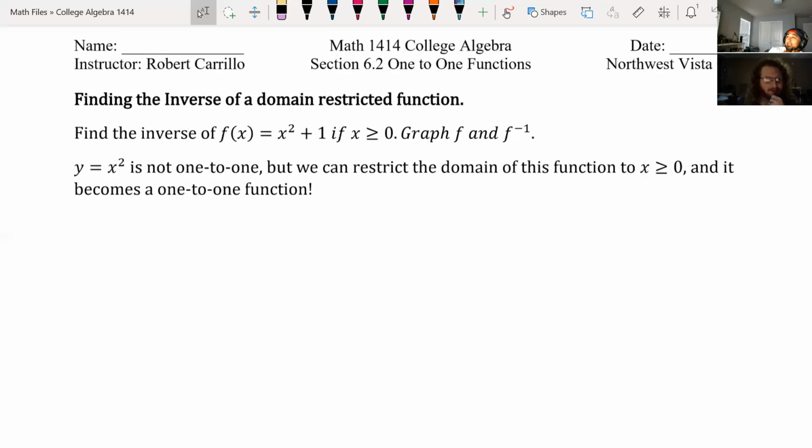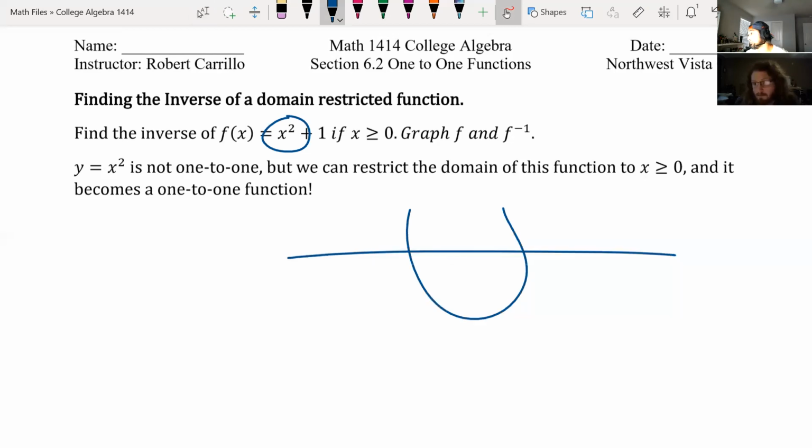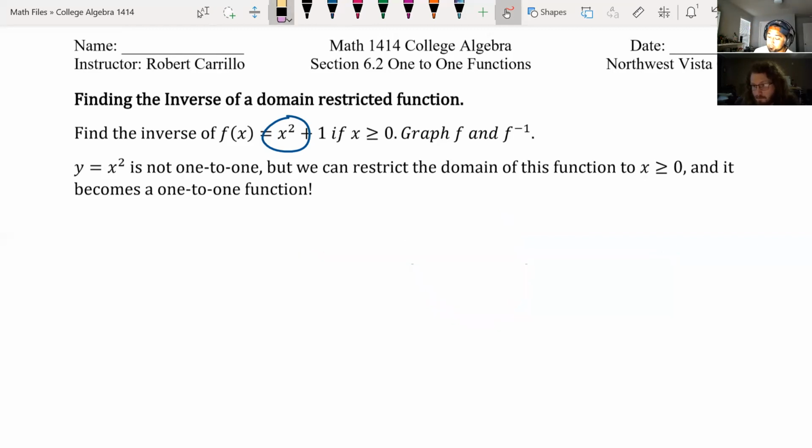Okay. So this page is actually pretty cool because we talk about restricting certain functions' domains. So the reason why we want to do this is so we can make any function a one-to-one function. So we saw earlier on the very first page that x squared was not a one-to-one function, because if I drew a horizontal line through it, it would intersect it twice.